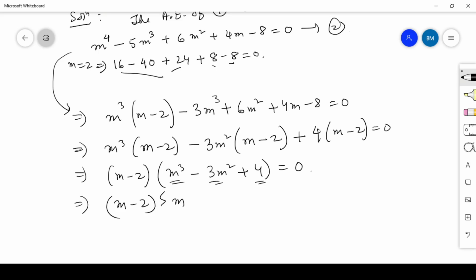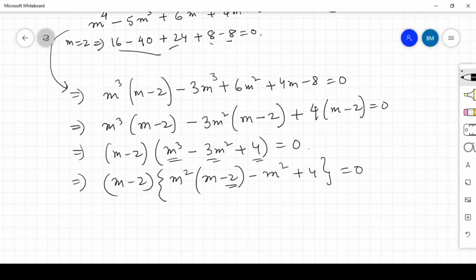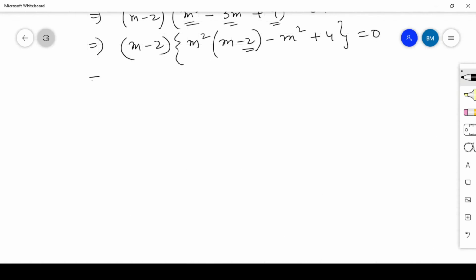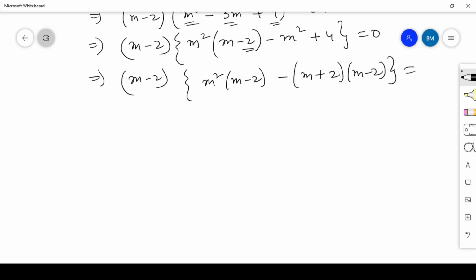That's why what shall I do? m square (m minus 2). So minus 2m square is already written here, but there was minus 3m square, so I have to put minus m square plus 4. This will give m minus 2, then I can write it as m square (m minus 2) minus (m square minus 4), which can be written as (m plus 2) into (m minus 2). This will give (m minus 2) multiplied by (m minus 2)(m square minus m minus 2) equal to 0.